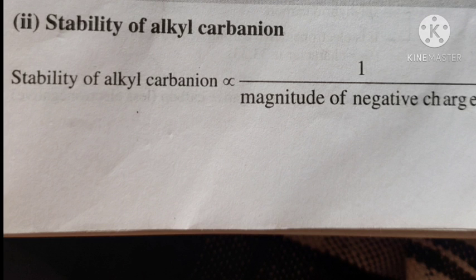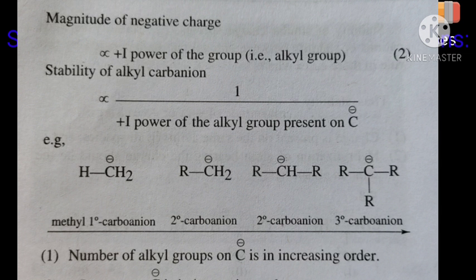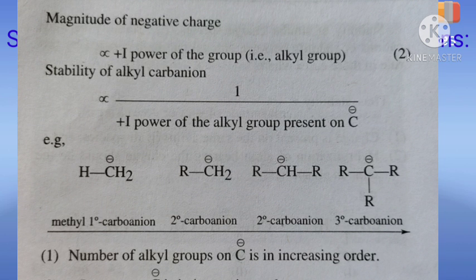And the next one is the stability of alkyl carbanions. The stability of an alkyl carbanion is inversely proportional to the magnitude of the negative charge, and the magnitude of the negative charge is directly proportional to the +I power of the group, that is, the alkyl group. The stability of an alkyl carbanion is inversely proportional to the +I power of the alkyl group present on C-.